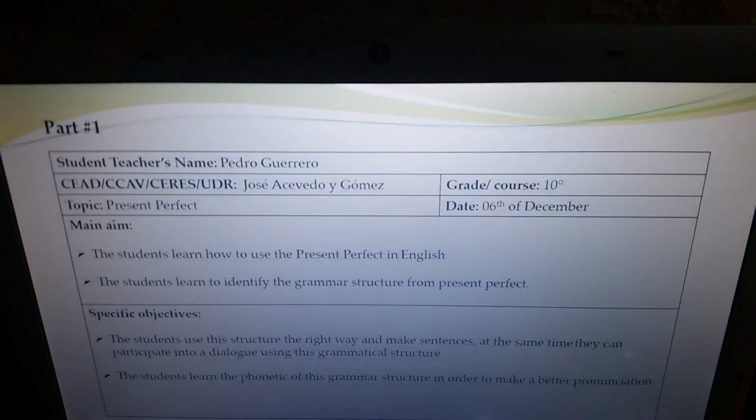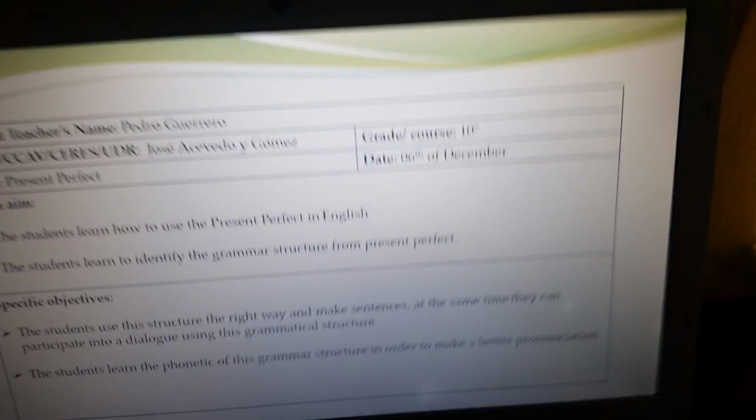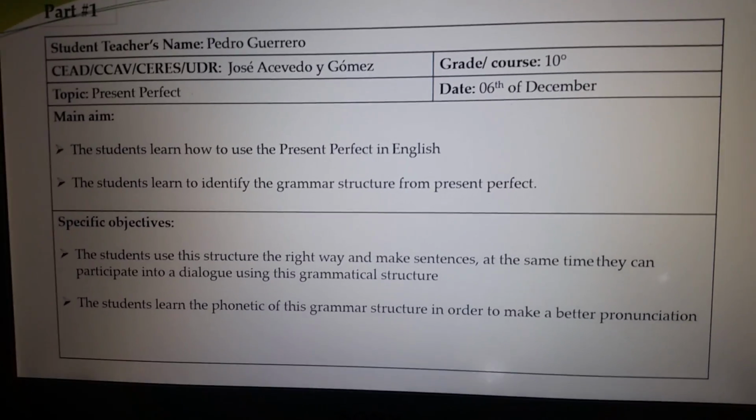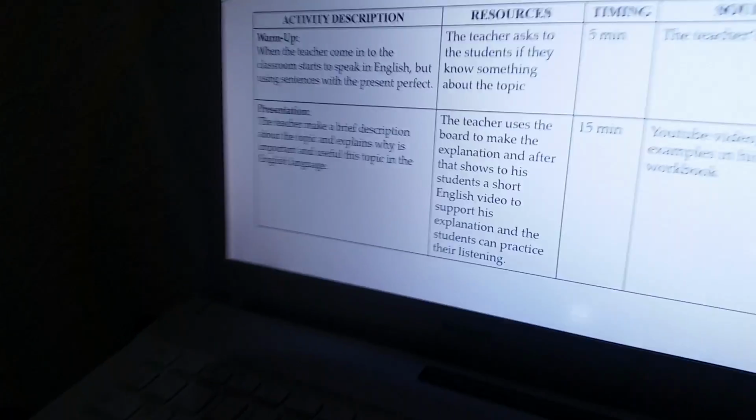In the part of the specific objectives, we can read: the student uses the structure the right way and makes a sentence. At the same time, they can participate in a dialogue using the grammar structure. And finally, the student learns the phonetics of this grammar structure in order to make a better pronunciation.